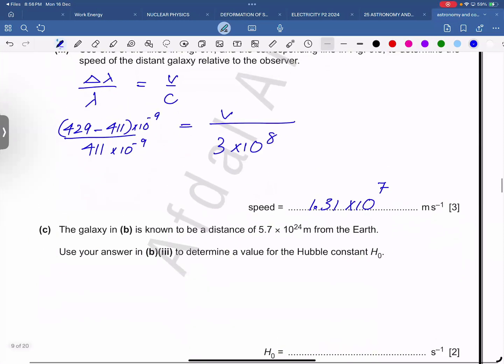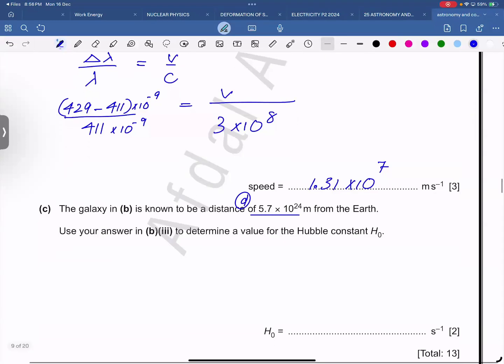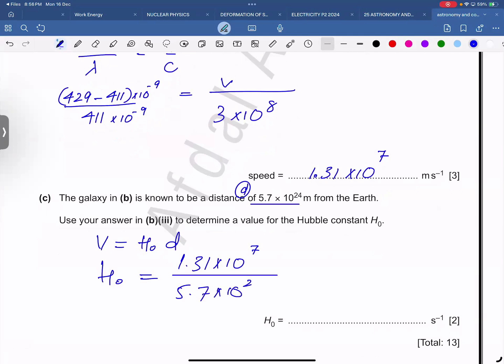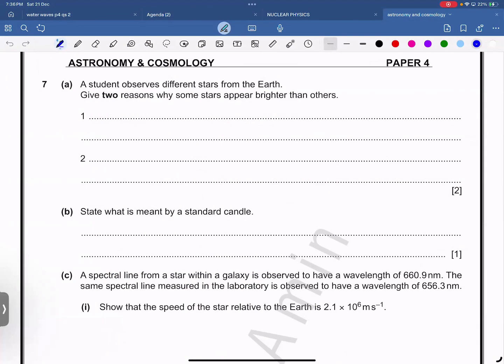The galaxy is known to be at this distance from Earth. Use the value to find Hubble's constant. I already know. Hubble's law is v equals H naught d. So H naught is... I thought I need to memorize. Okay, v, 1.31 into 10 power 7, 5.7 into 10 power 24. The answer is 10 power negative 8.